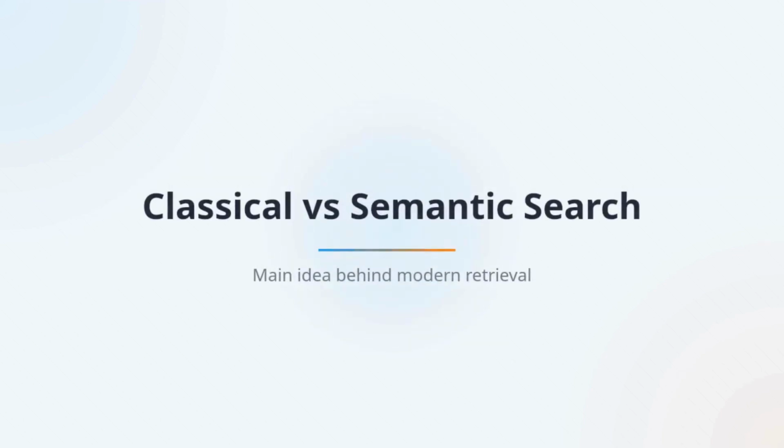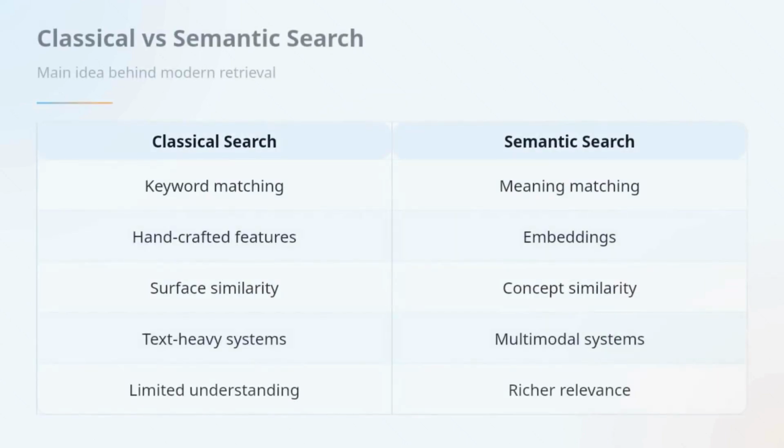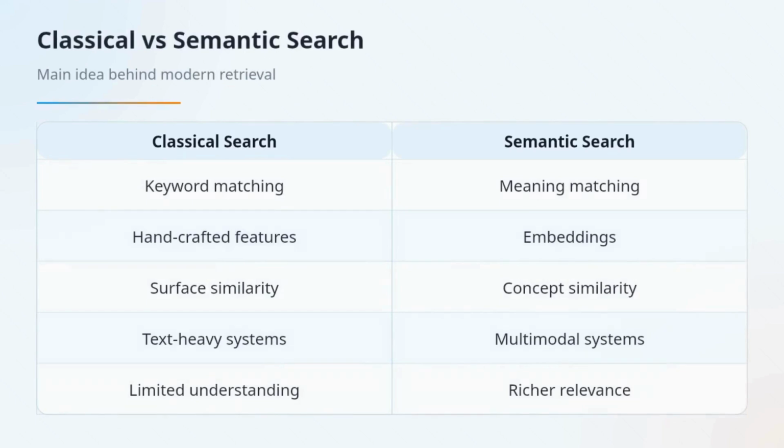Now let us look at this in a simple table format. Classical vs semantic search. Main idea behind modern retrieval. Here is the main comparison. Classical search usually focuses on exact terms, fixed descriptors, and surface-level similarity. Semantic search moves to embeddings, where items are represented in vector space. This makes it easier to retrieve results based on meaning, across text, images, audio, and more.